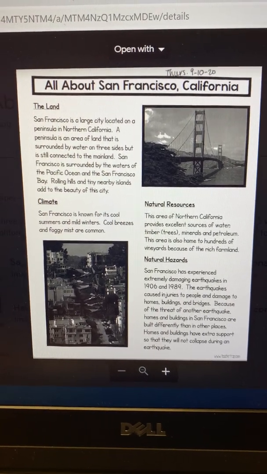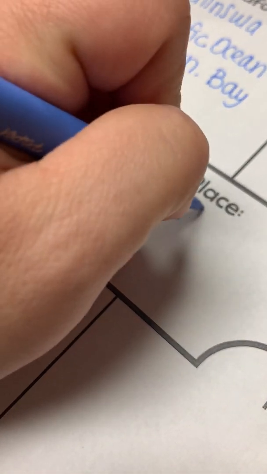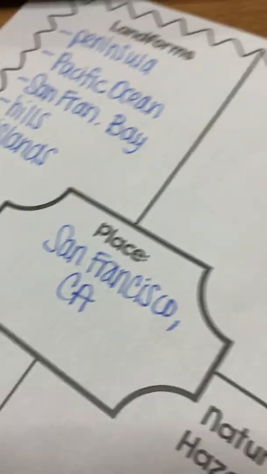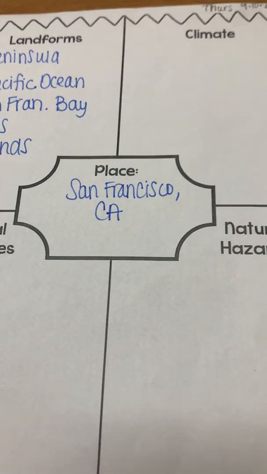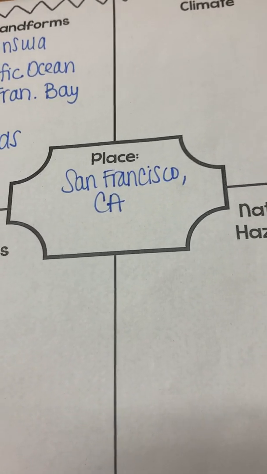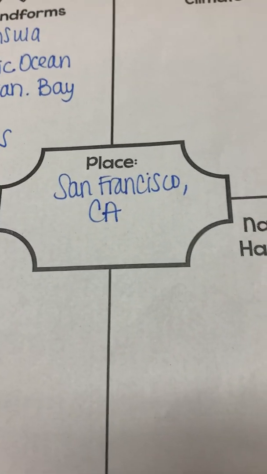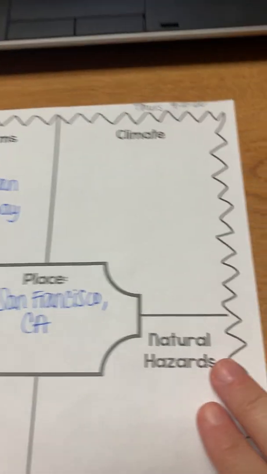Okay, yes, it is San Francisco. So underneath the place, I'm going to write San Francisco, California. I put CA because that's actually the abbreviation that you use in a city and state place. The CA stands for California. Okay, so let's move on.